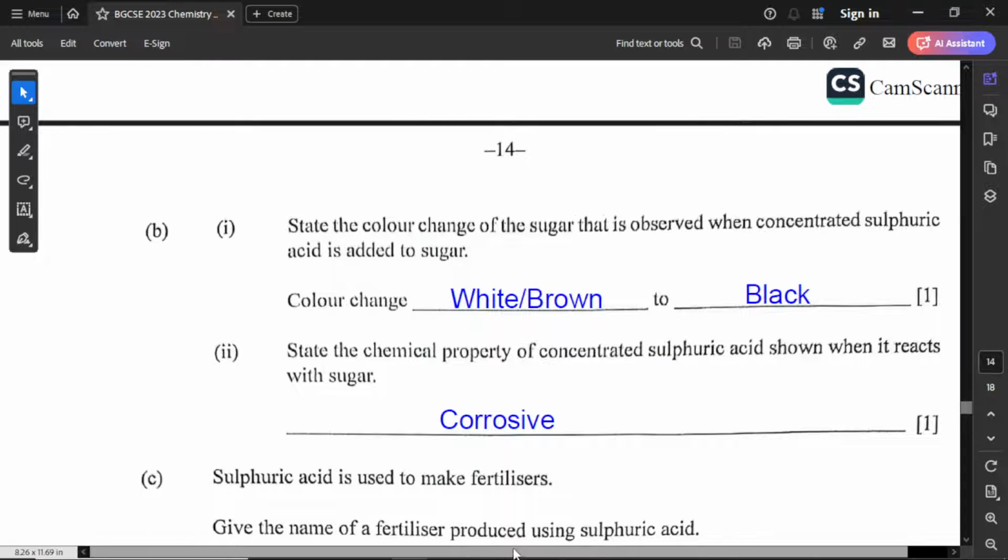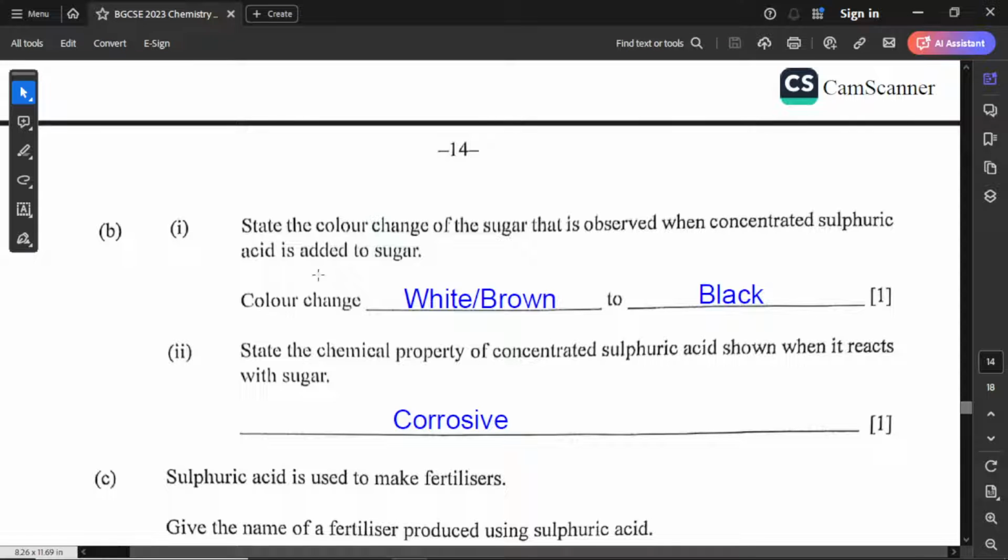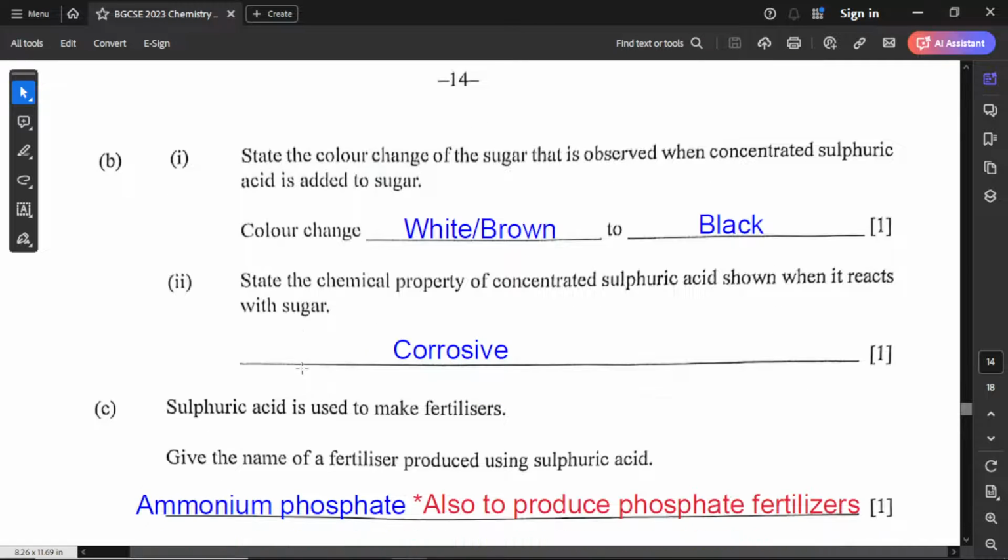All right. So here now, part B, state the color change of the sugar that is observed when concentrated sulfuric acid is added to sugar. And sugar could be white or brown, so it doesn't mention that, but the resulting color will be black. So you can move from brown into black, or white, then brown, then black, because even white sugar will turn brown first, then into black. And then for part 2, it says state the chemical property of concentrated sulfuric acid shown when it reacts with sugar. It corrodes the sugar, so it's corrosive.